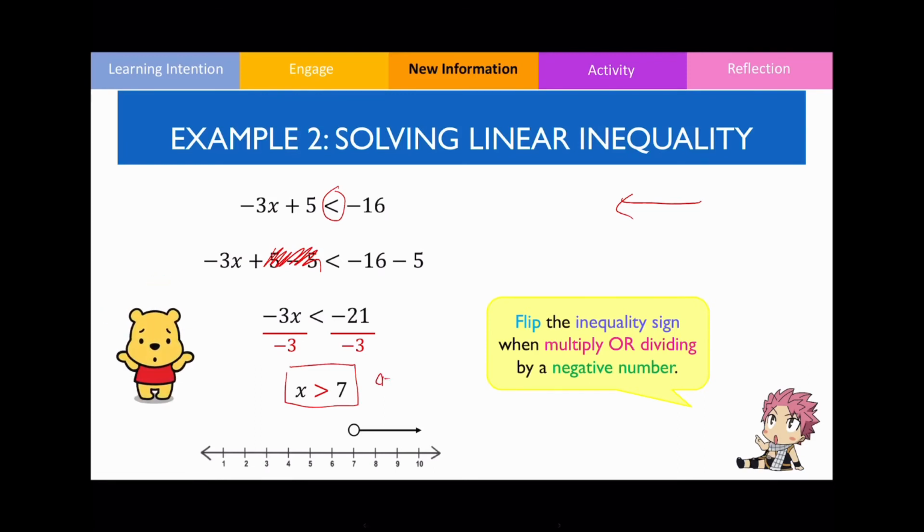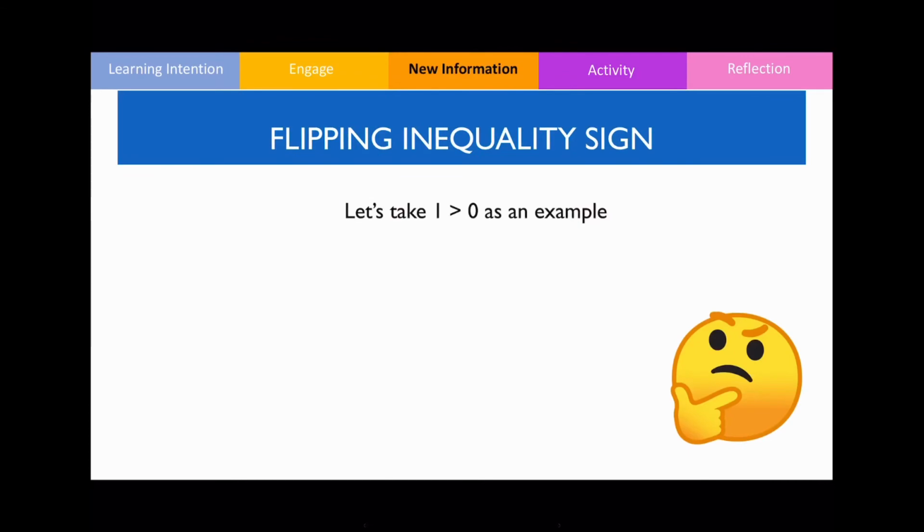So I'm going to be explaining why it is that we flip the inequality sign when you multiply or divide by a negative number. So let's just use this very simple example over here, just so you can wrap your head around it. Let's take 1 is greater than 0 as an answer, okay? Now, if you ask yourself, is 1 a bigger number than 0? You'd probably say, yes, 1 is a bigger number than 0. Duh, everyone knows that. So this is a true statement, okay?